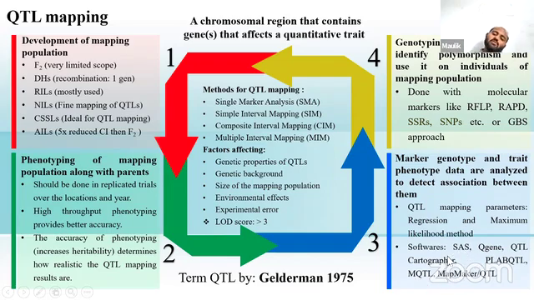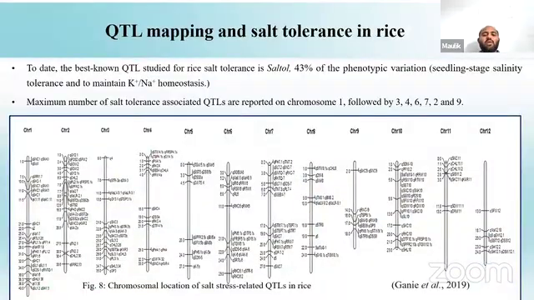We put the phenotyping data and genotyping data in this software, and the software shows which QTL is responsible for salinity tolerance. This type of map we can get. See, this is chromosome 1 and this region is responsible for salinity tolerance at the reproductive stage. These are also genes, but phenotypic variation is very low. This QTL has phenotypic variation of 43%.